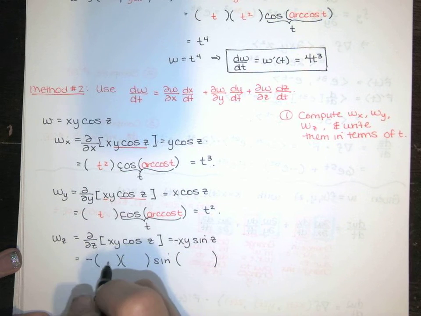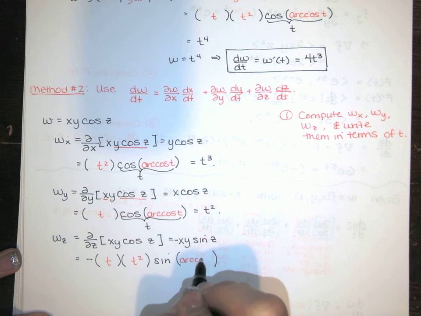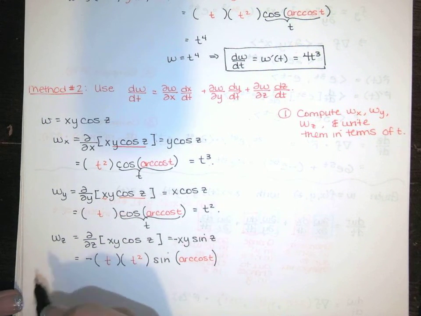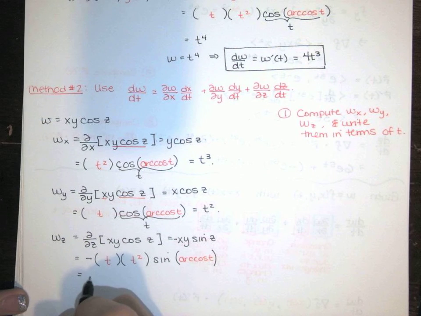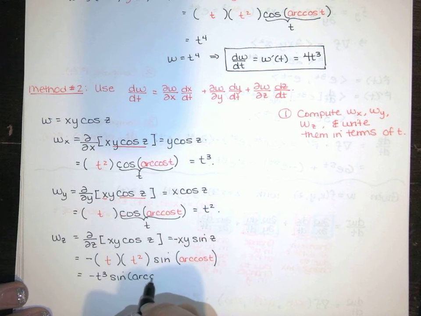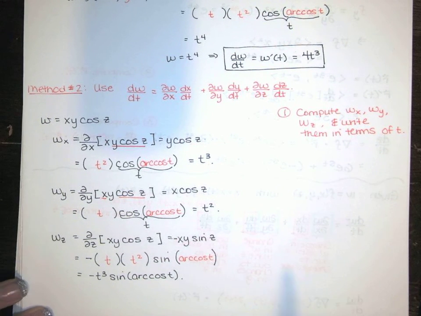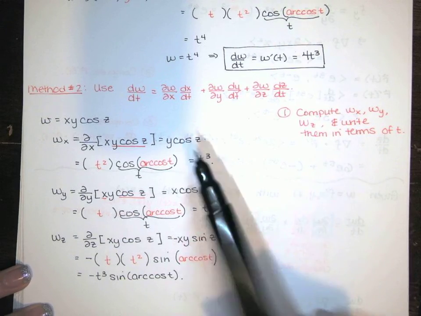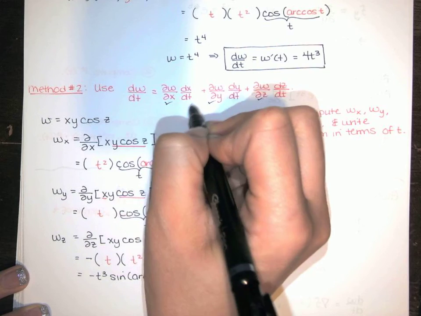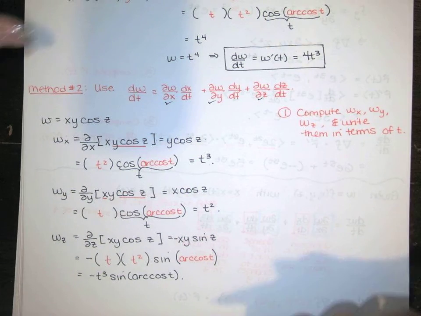and I'm replacing x with t, y is t squared, and z is arc cosine of t. The sine of the arc cosine of t needs a little bit of simplification. But now I've got negative t cubed times the sine of the arc cosine of t. And we'll work through what that is in a little bit. So we found these three partials in terms of t. Now I just need the derivative of x with respect to t, the derivative of y with respect to t, and the derivative of z with respect to t.